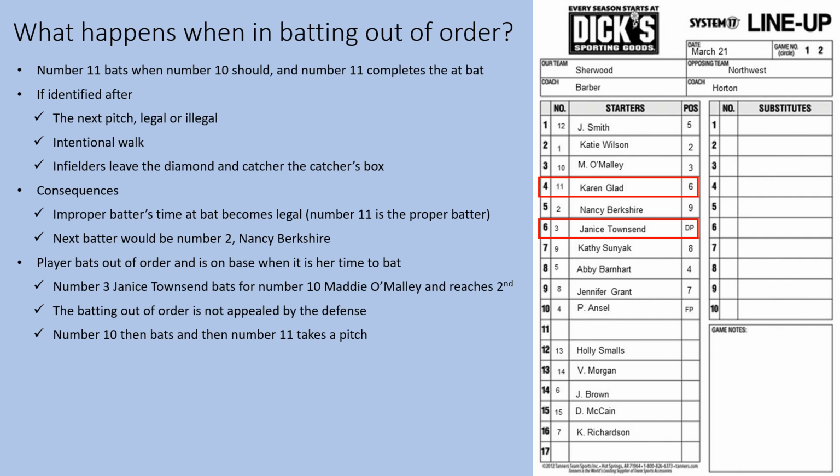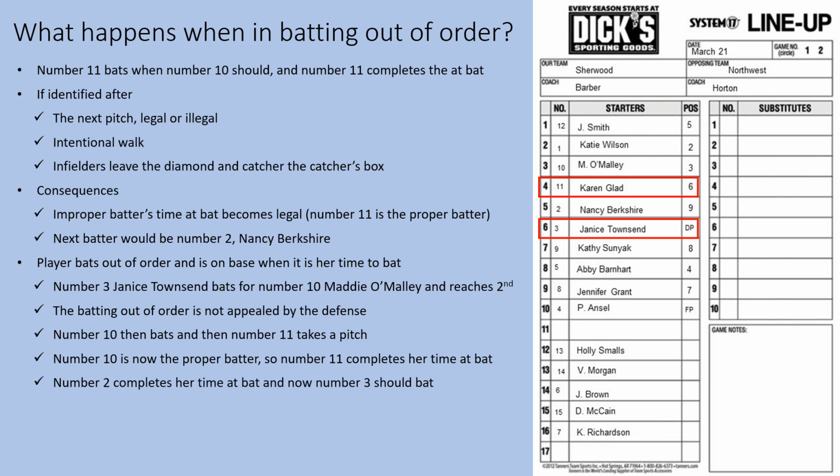Number 11 follows her. She completes her at bat, and so then Nancy Berkshire comes and bats, and she completes her bat. Now, number 3, Janice Townsend, should bat, but she's on base. So what do you do? You simply skip her time at bat and leave her on base. And then number 9, Kathy Sunyak, comes up and bats. This concludes the presentation.